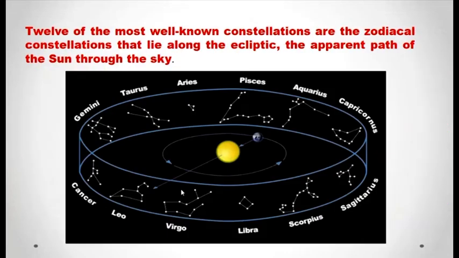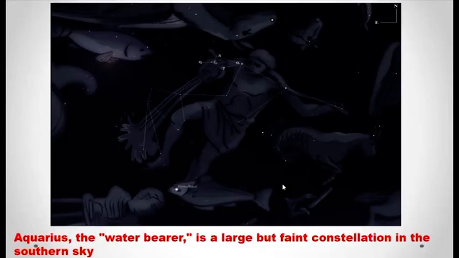Out of these 88 constellations, 12 constellations are used as zodiac signs in astrology. People think that there is a connection between astronomy and astrology, but actually there is no proven connection between astrology and astronomy. These 12 constellations are taken as zodiac signs because they exist in the path of the movement of the sun, so the astrologers take these 12 constellations of stars as zodiac signs. They predict things based on them.